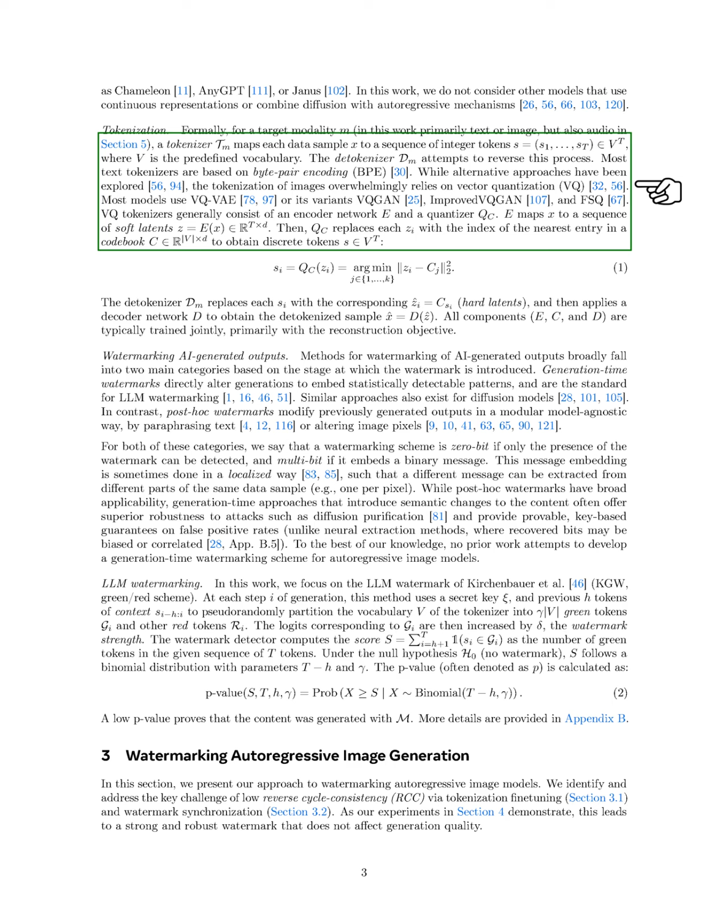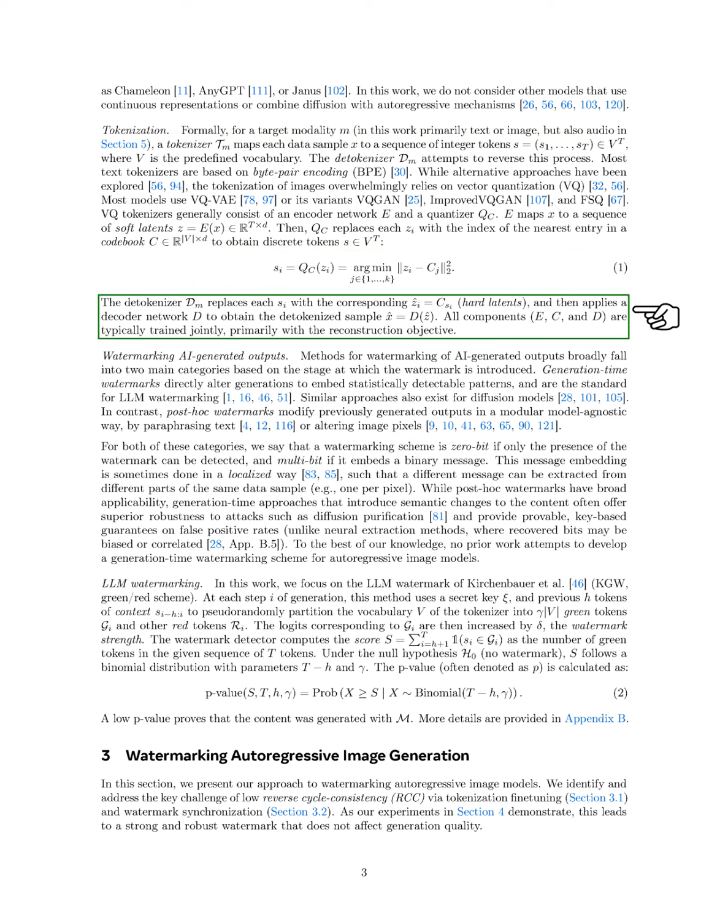We typically use VQVAE and its variants, which consist of an encoder that transforms data into soft latents, followed by a quantizer that assigns discrete tokens based on the nearest codebook entry. The detokenizer then converts these tokens back into hard latents and uses a decoder to recreate the original sample. All components are usually trained together with a focus on reconstruction. Next, we explore watermarking AI-generated outputs, which can be categorized based on when the watermark is applied.